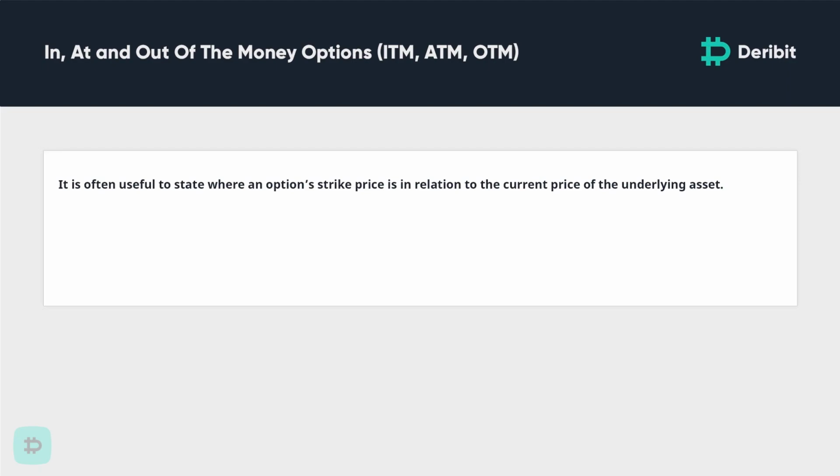Looking at a table of options, it is often useful to state where an option's strike price is in relation to the current price of the underlying asset. You can describe an option as being in the money, at the money, or out of the money, often abbreviated as ITM, ATM, and OTM.